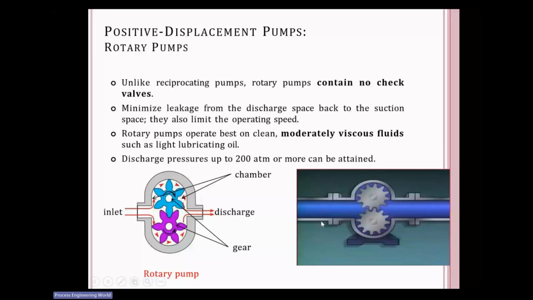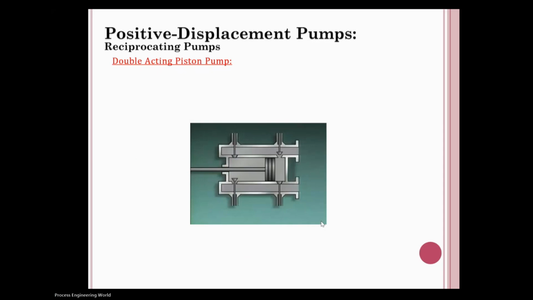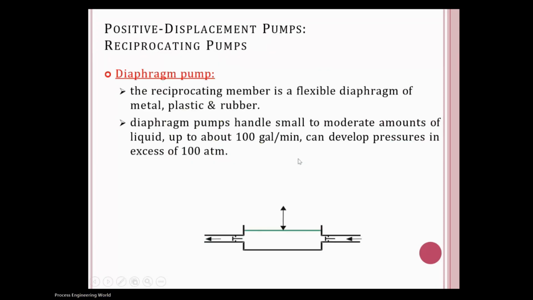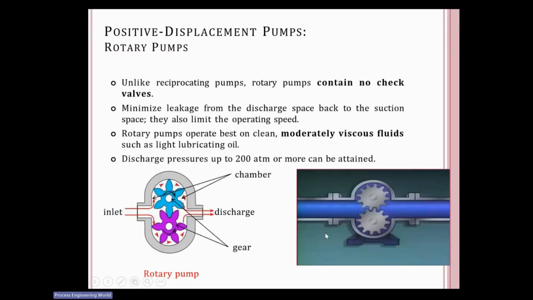What we saw here, in piston, you are having check valves. Here it is check valve, here it is check valve. In piston plungers, you have check valves. In diaphragm also, you have check valves. Here it is check valves, here it is check valves. But in rotary pumps, we don't have any check valves. What we have is only a chamber where we have gears. So it completely transfers your fluid from one place to another point.